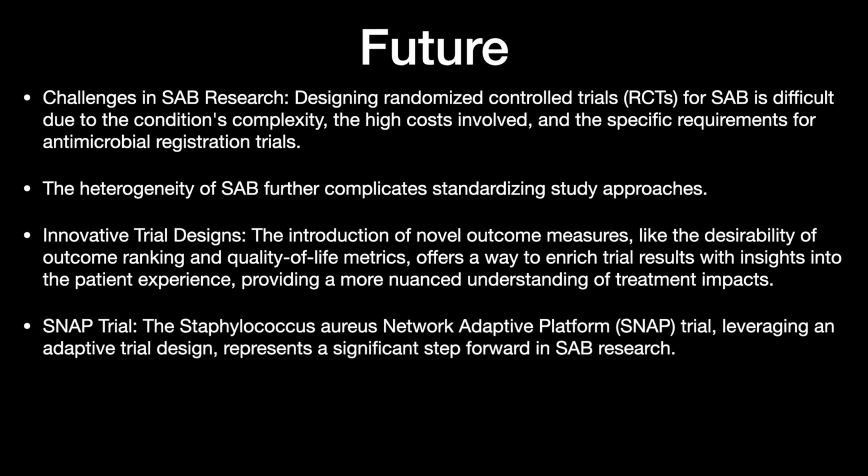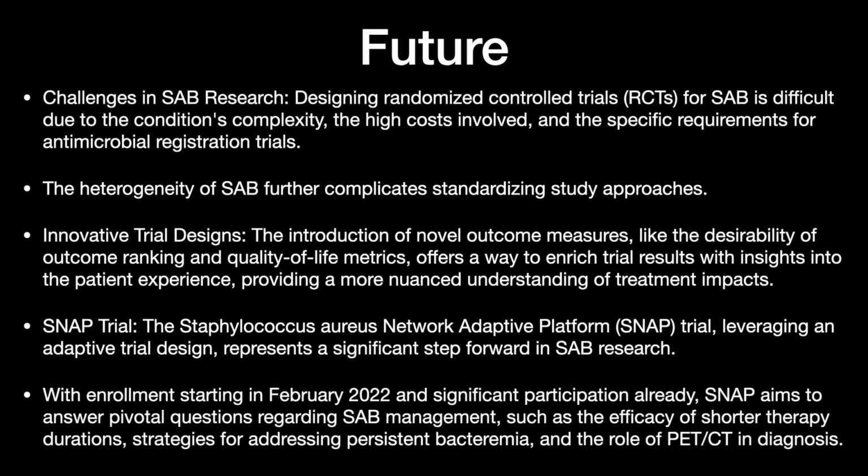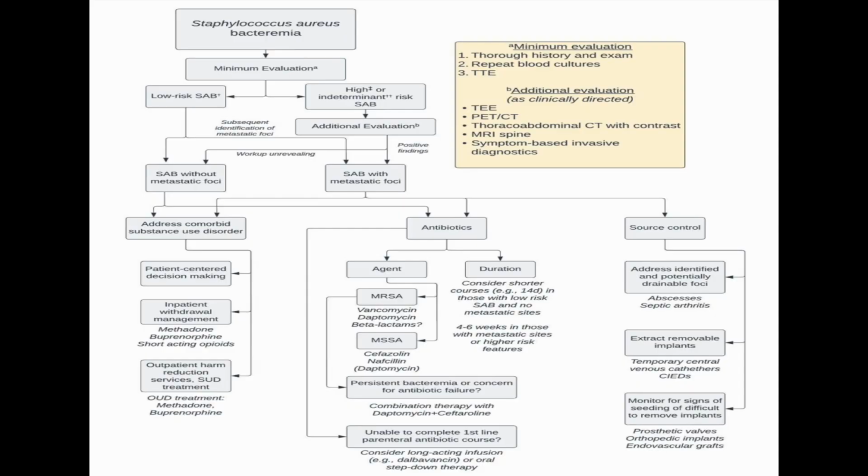The SNAP trial, that is the Staph aureus Network Adaptive Platform trial, leveraging an adaptive trial design, represents a significant step towards SAB research. With enrollment starting in Feb 2022 and significant participation already, SNAP aims to answer pivotal questions regarding SAB management, such as efficacy of treatment, duration, strategies for addressing persistent bacteremia, and the role of PET scan in the diagnosis. Areas of future research remain: shorter antibiotic duration, timing, antibiotic changes, PET scan, and biomarkers. So this is the management algorithm.